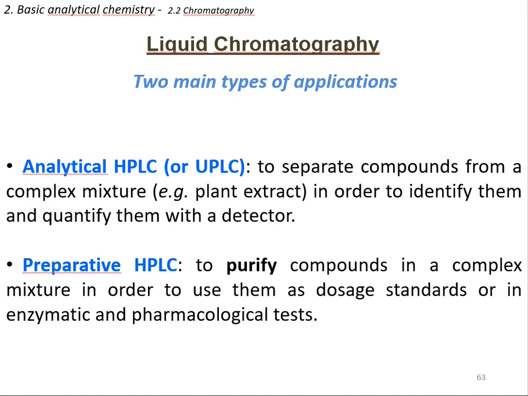And then you have preparative HPLC. The idea here is to purify the compound in a complex mixture, because you can add a recipient at the end of the column. You can collect the flow after the detector. And the flow contains the molecule that has been solubilized in it. So first you separate them, but in this case, you also collect the molecules after separation.